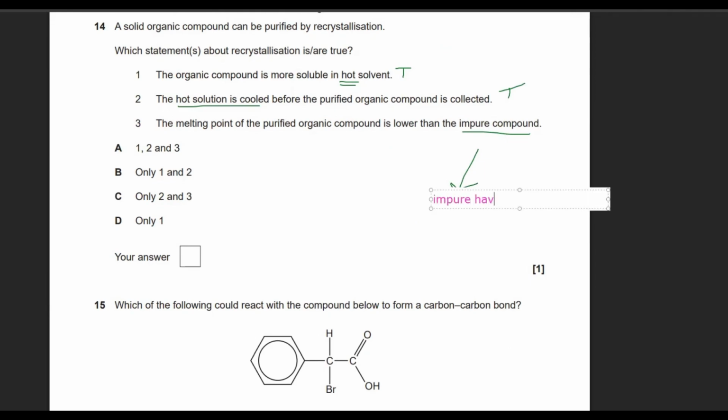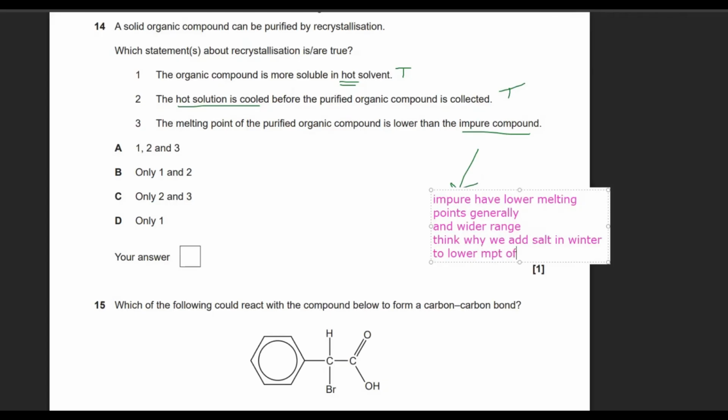The melting point of the purified organic compound is lower than the impure. This is true. Impure compounds have lower melting points than pure compounds. It's why we add salt to ice in the winter. We make the water impure and we lower its melting point by making it a mixture. So yes, and they also have a wider range. They melt over a range rather than an exact temperature. Right, B.